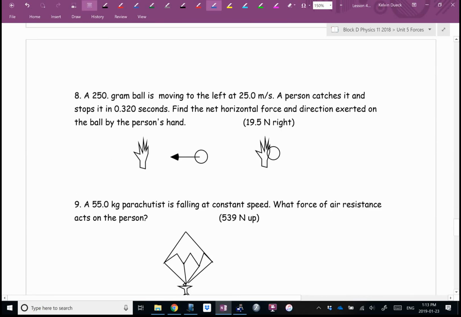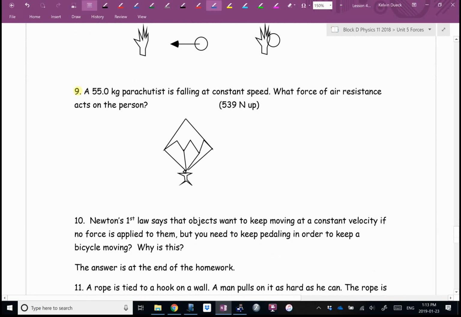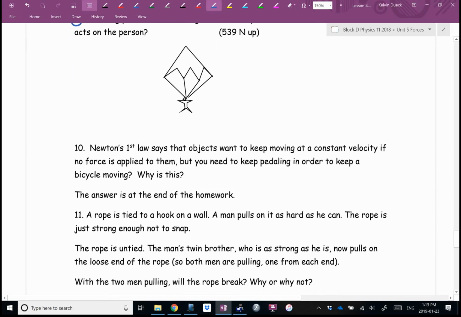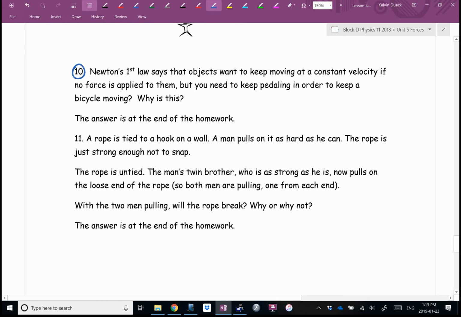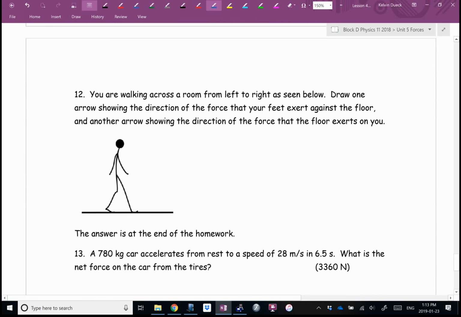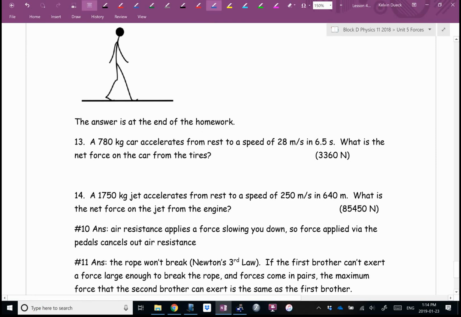I'm going to skip 8. 9 is good. 10 is good. 11 is good. I'll skip 12, 13, and 14.